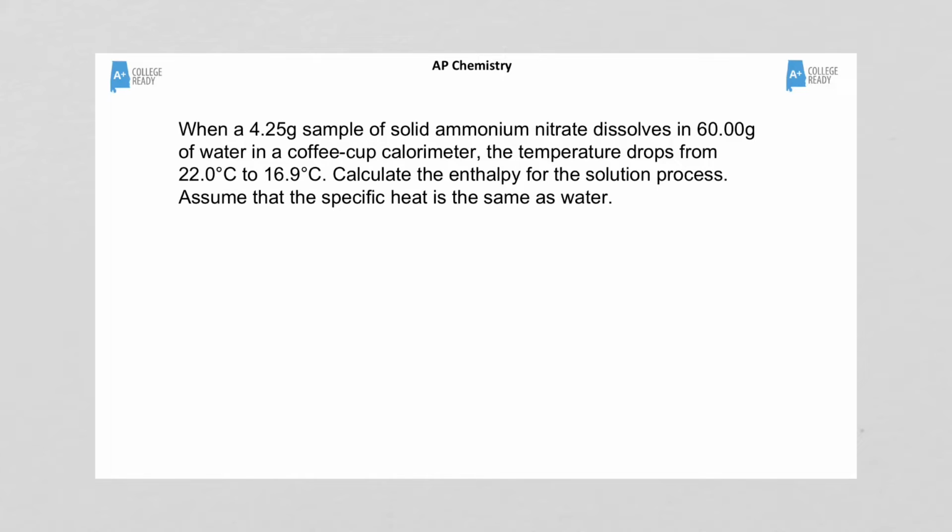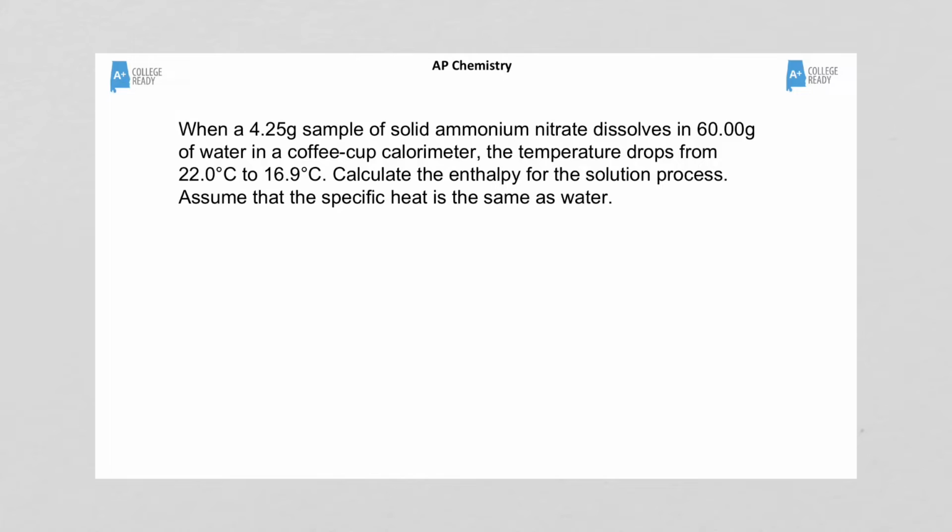Here's a kind of a classic example of a salt, ammonium nitrate, being dissolved in water. Notice the temperature's dropping, so that should tell us, okay, this must be endothermic. The temperature went down. So my delta H at the end needs to be positive. It tells us our temperature change. Calculate the enthalpy of the solution process. And again, it says the specific heat is the same as water. On the AP exam, that number is in the problem, 4.184 joules per gram degrees Celsius.